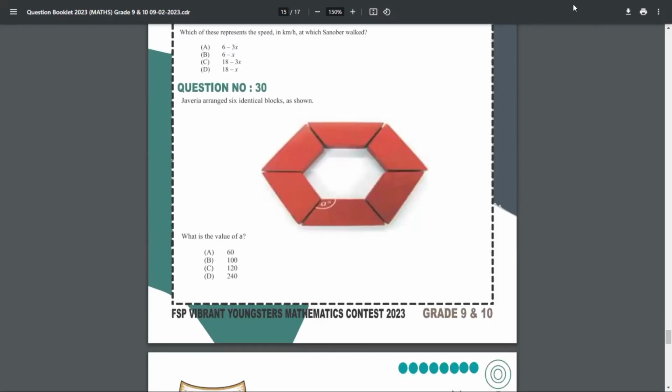Question 30. Javinia arranged 6 identical blocks as shown. What is the value of A, which is here? So the correct answer is option C, 120.